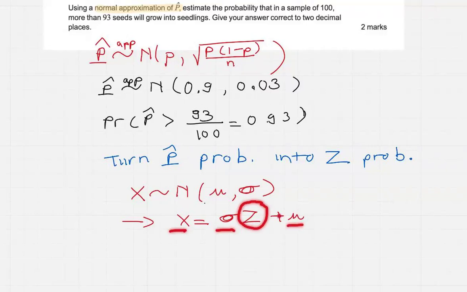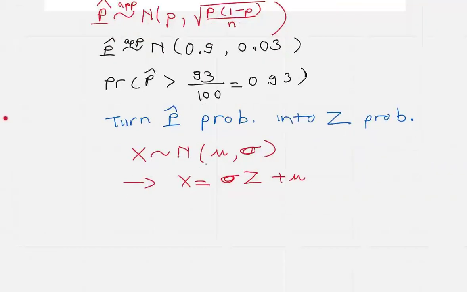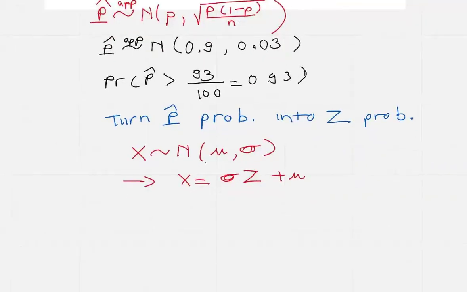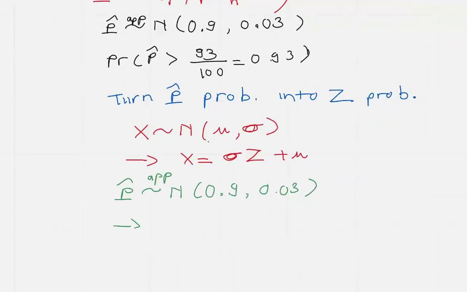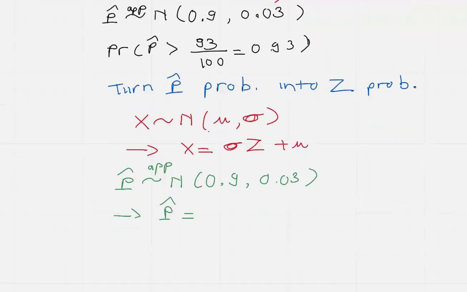Now, because we know that our p hat is approximately normally distributed with mean 0.9 and standard deviation 0.03, what we can deduce is that p hat will be 0.03, that is the standard deviation, times z, plus 0.9.